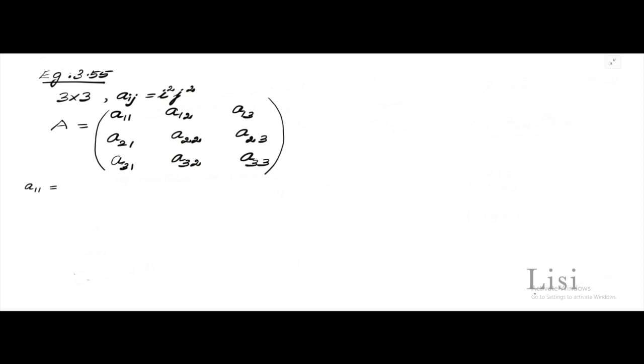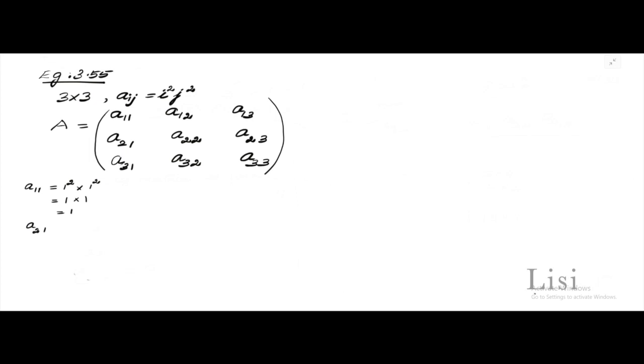A11 is equal to... Aij is equal to i square j square, isn't it? Here the first one is i and the second one is j. So here i square, isn't it? So 1 square into j is 1, so 1 square, which is equal to 1 into 1, which is equal to 1. Right?